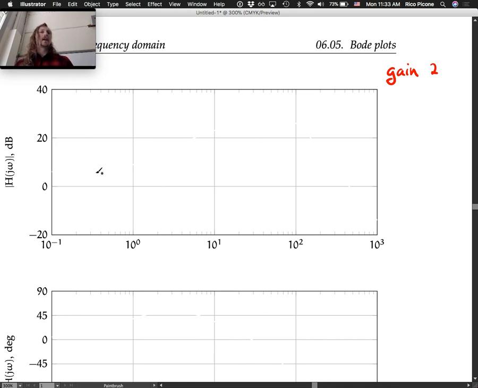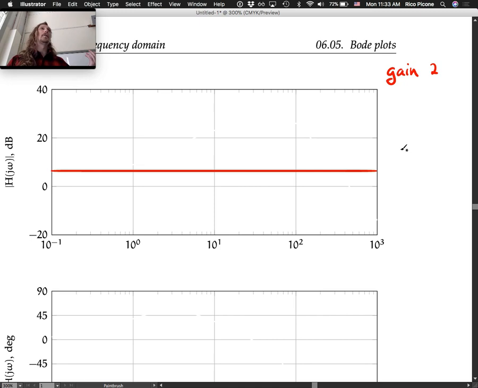We have to calculate it in dB. So 20 log base 10 of two is like 6 point something. I know that because I did it last night when I made these notes. So you could calculate it, but it's 6 point something. So it's a constant line about here.